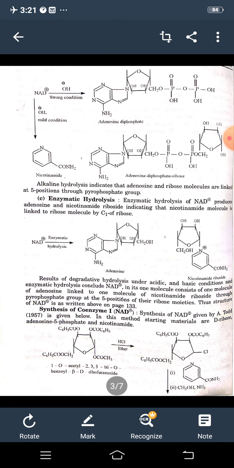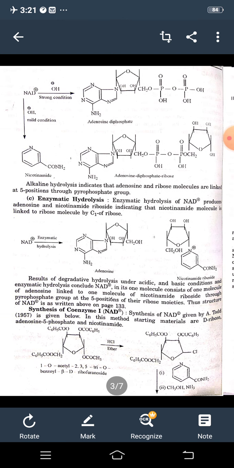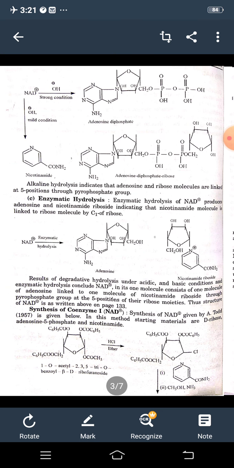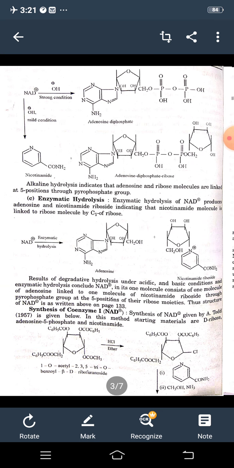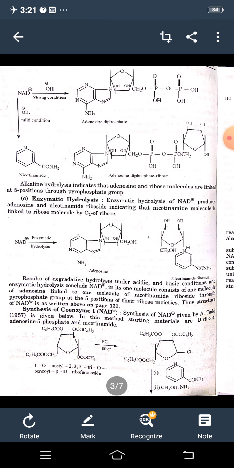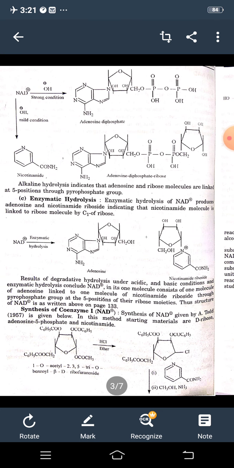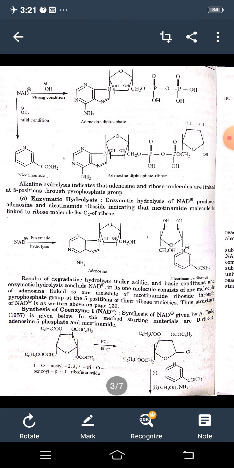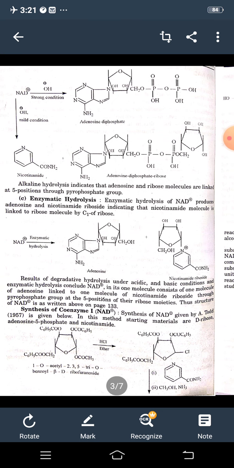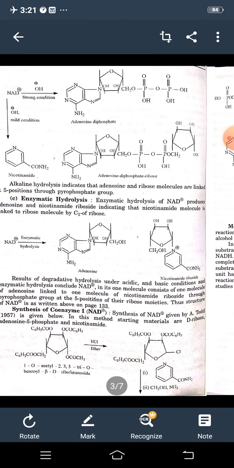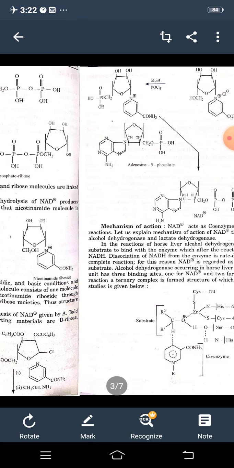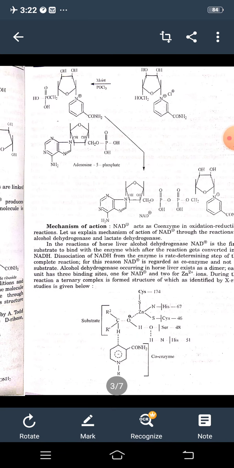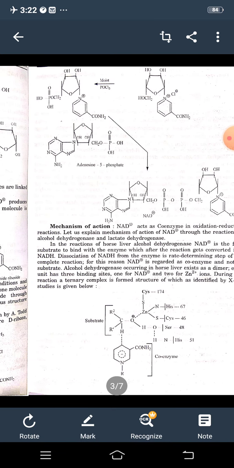So we can take the synthesis of NAD+. The synthesis of NAD+ was given by Todd in 1957 as shown below. We take 1-acetyl 2,3,5 tri-O-benzoyl beta-D-ribofuranoside. In presence of HCl and ether, it gives rise to the compound. We can take this NAD plus as given in the reaction.